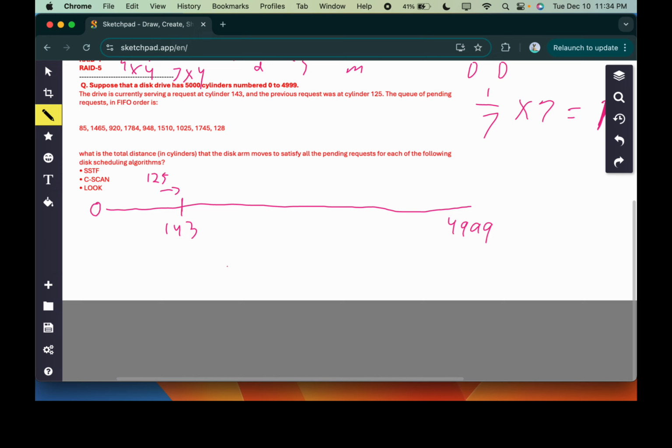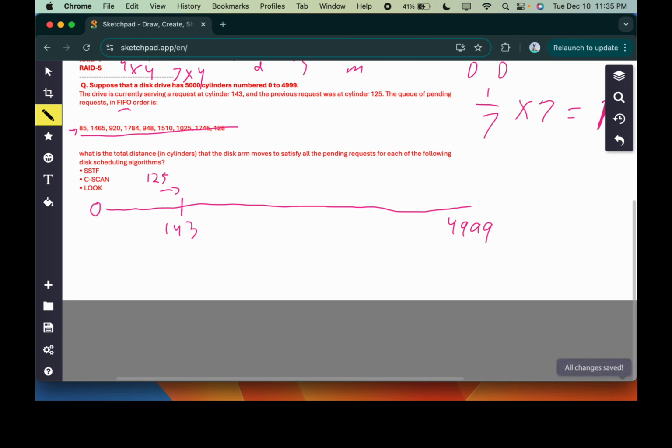So this is the order, and it says in FIFO order, so that's first in, first out. If you had that, it would just literally be in this order.